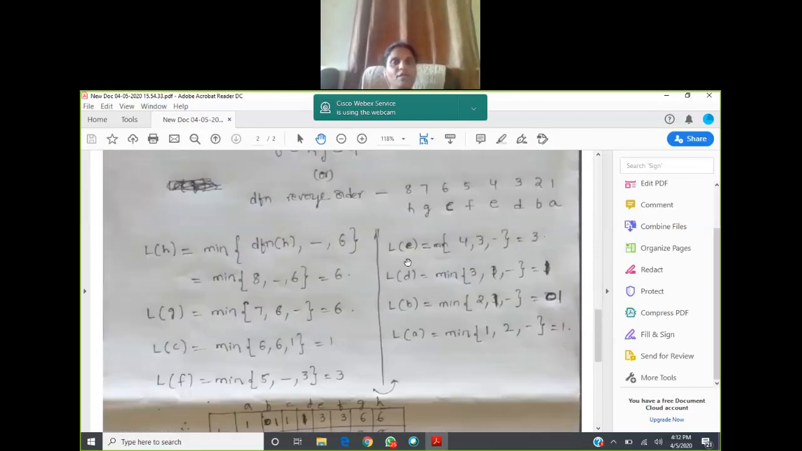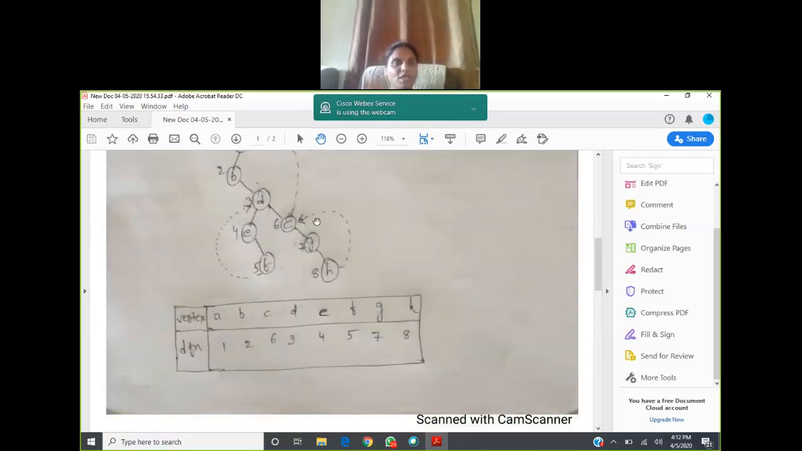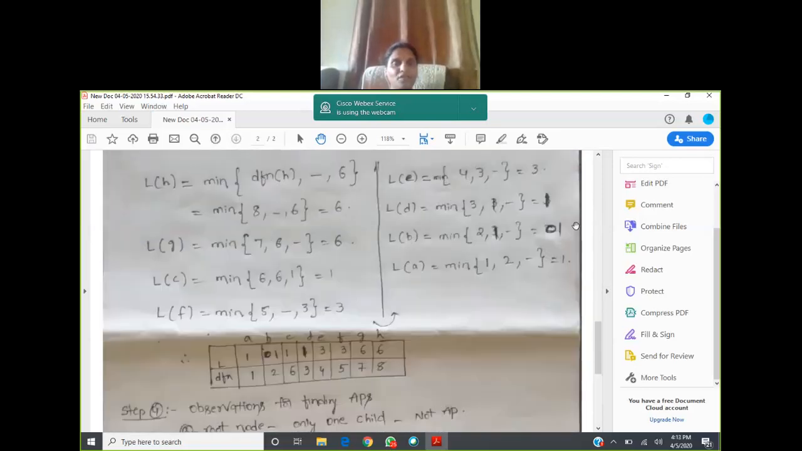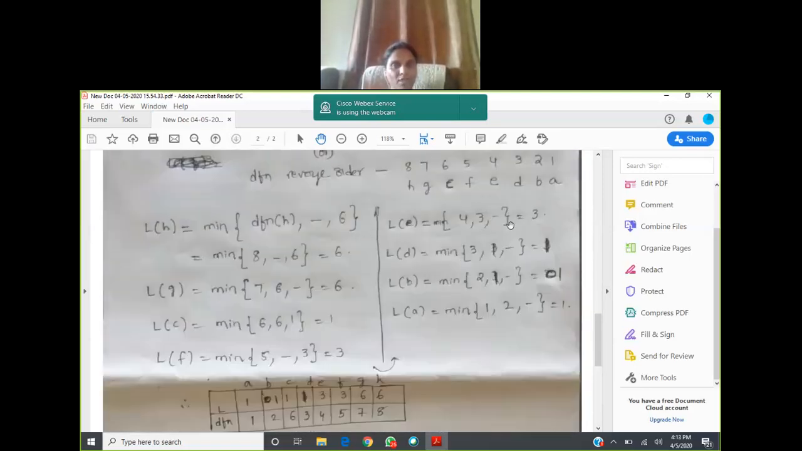Next for E, DFN of E is 4. For E, one child node is there, F. L of F is already calculated here, 3, and there is no back edge from the E. The minimum is 3.